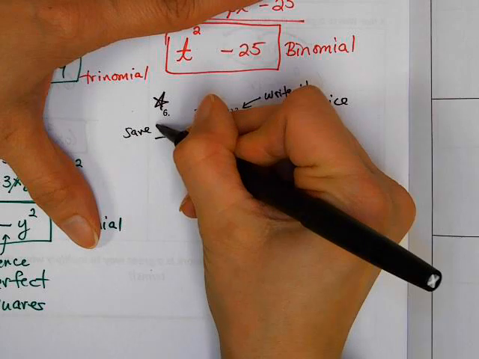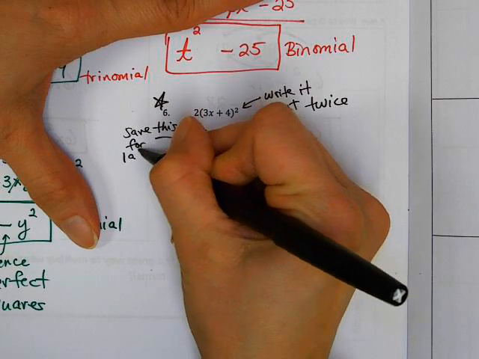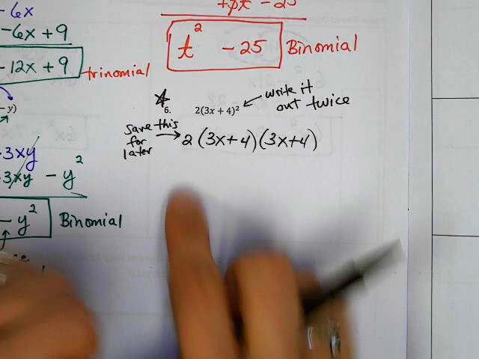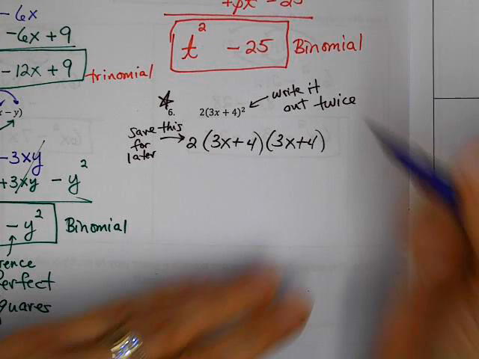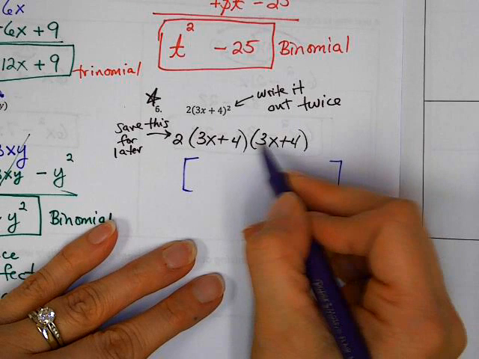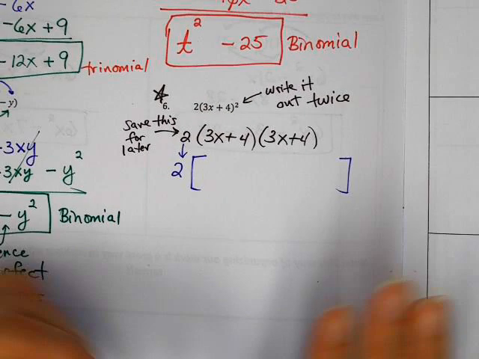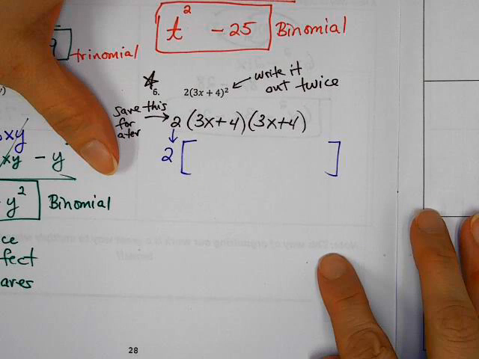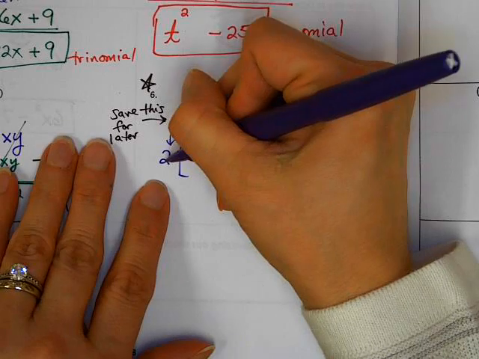Save this for later. After I get my answer, I'll just distribute the 2 into everybody. That's the easiest way to do it. So what we have here are like big brackets. I'm going to do all my work, and we're just going to write this 2. So you have to write it, but we're not going to distribute it just yet. We're going to save it for later. So let's just pretend like it's not even there. I'll take care of it later, but I have to write it.